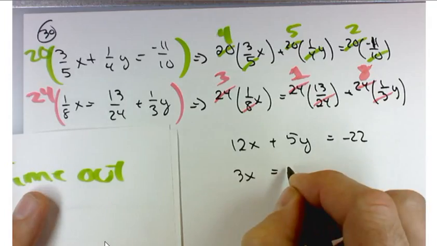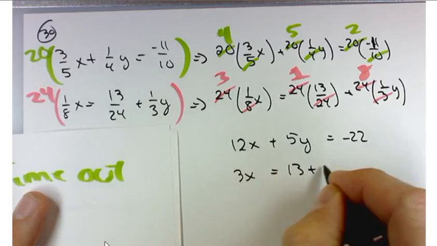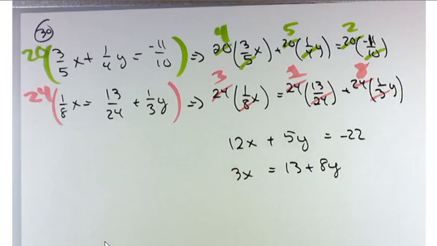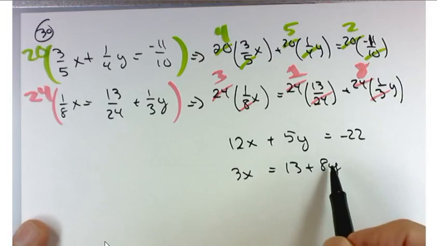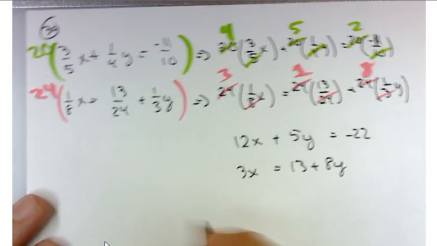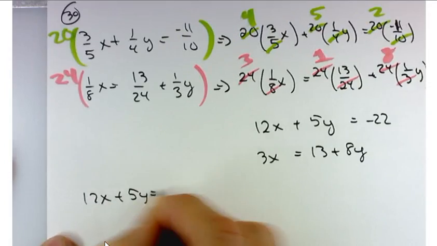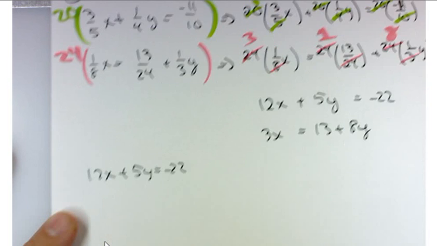So there's our two system equations. A lot more friendly looking version of this because we got rid of the fractions. Let me move the 8y term to the other side and start solving it over here. 12x plus 5y equals negative 22. Lisa, when I move the 8y to the left-hand side, what happens to my equation? What's it going to be?